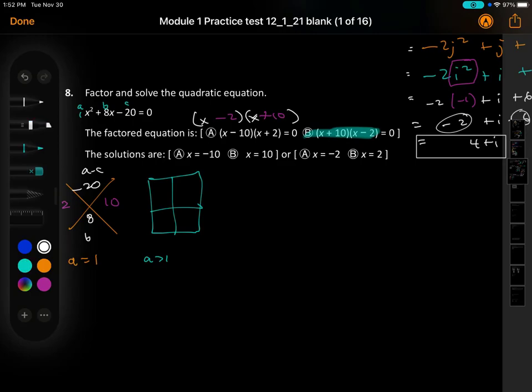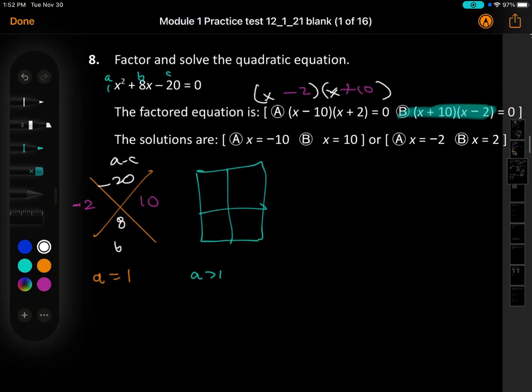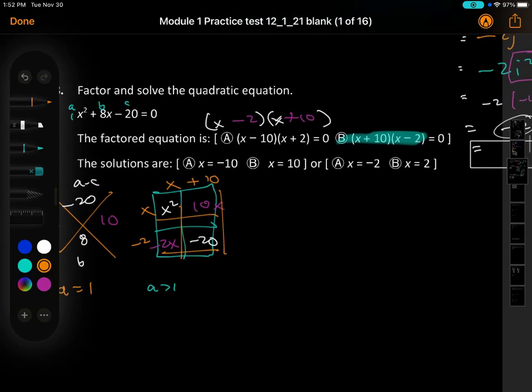Now, if you did put this in, remember x squared always goes in the top left, the C value goes in the bottom right, and then your two numbers. And greatest common factor, greatest common factor, greatest common factor, and greatest common factor. And you'll see it's x plus 10, x minus 10.